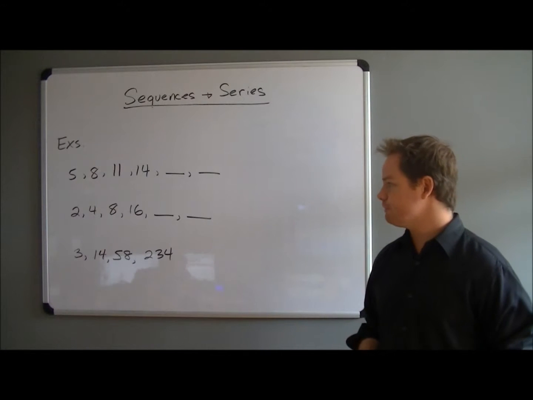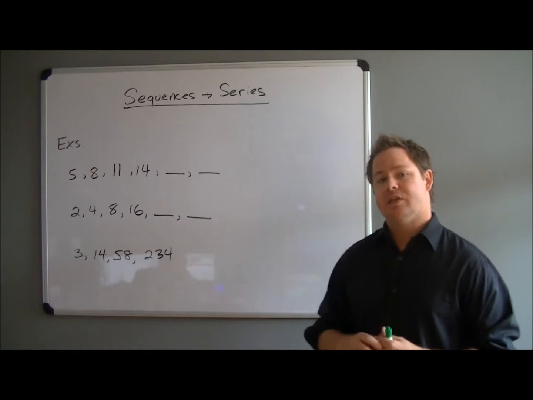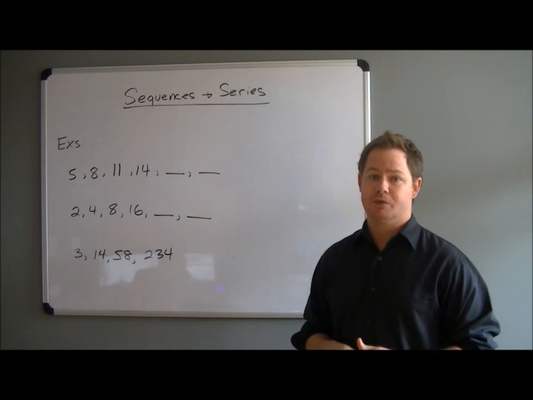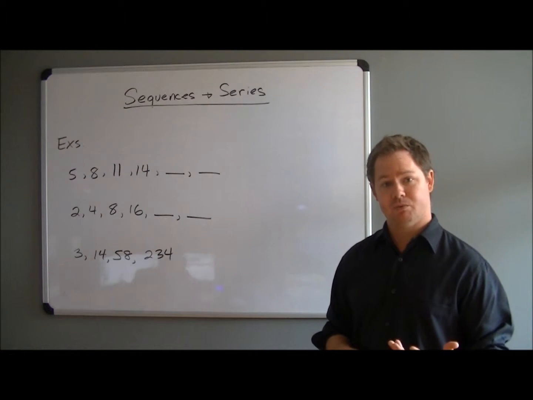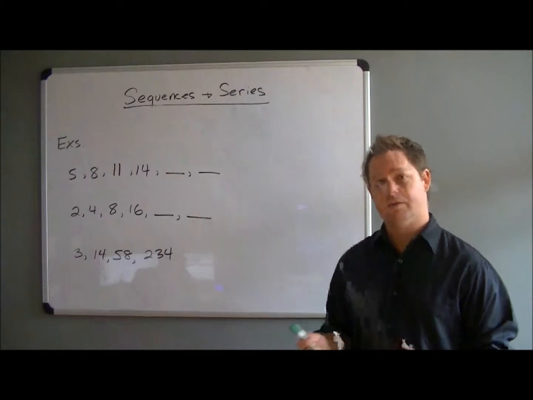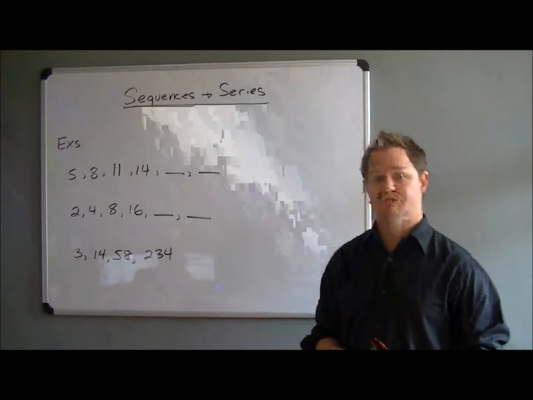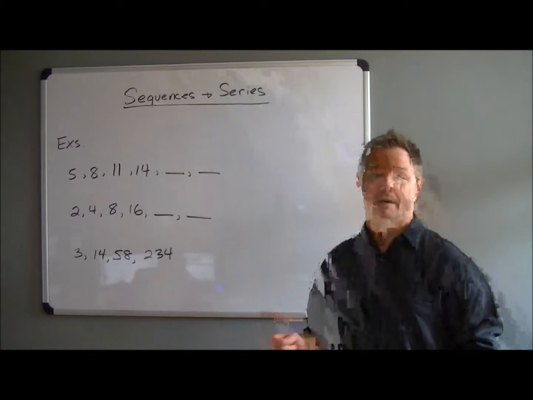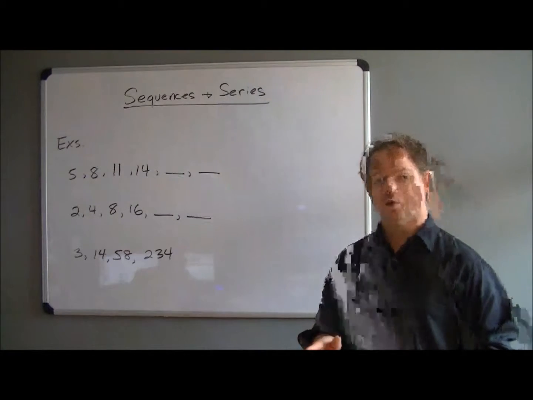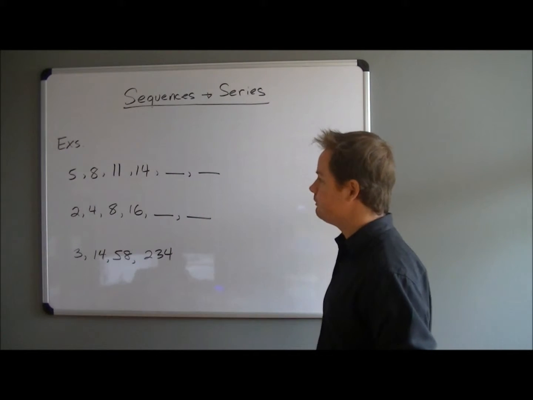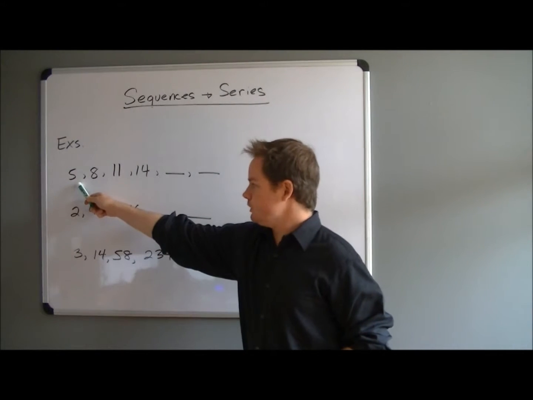So a sequence is any set of numbers that follows a particular pattern, and sometimes sequences might be arithmetic, which means that you're going to be adding or subtracting a particular value each time, and sometimes sequences might be geometric, which means you'll be multiplying by a particular value to get from one term in the sequence to the next.